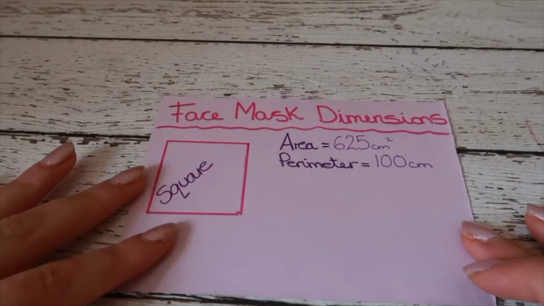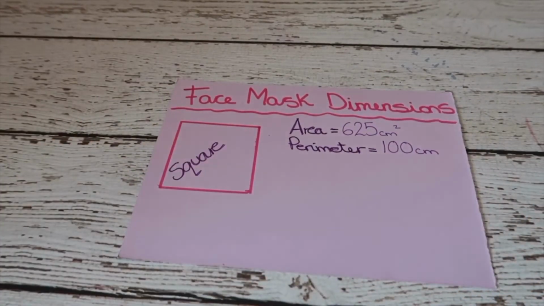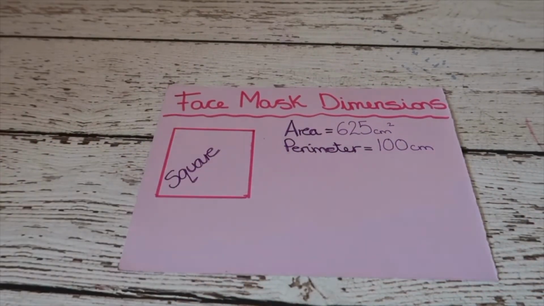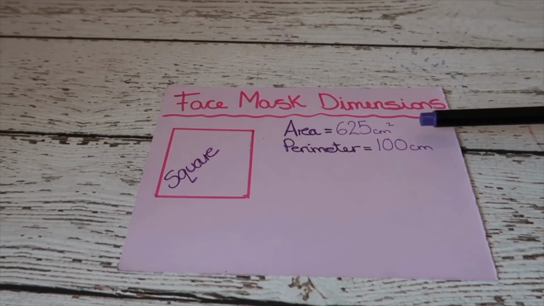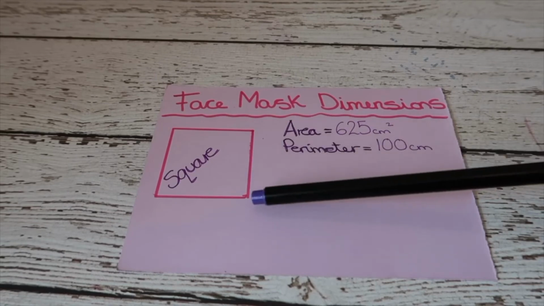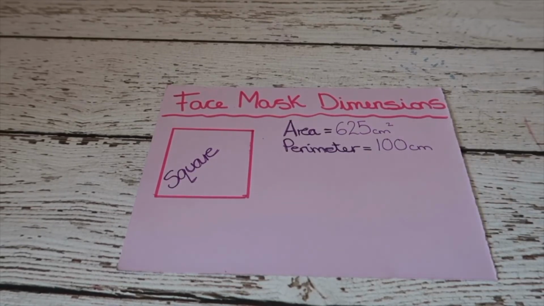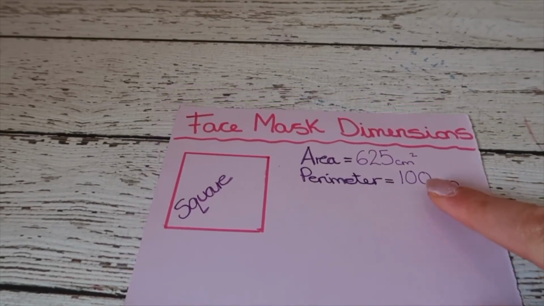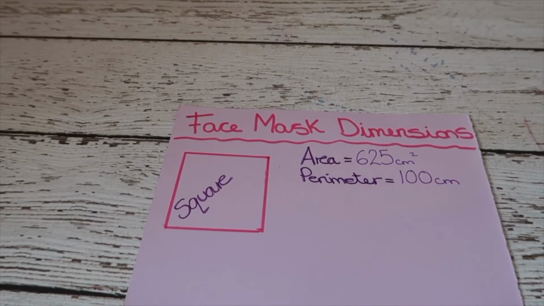Okay, I'm now giving you the dimensions that I've used to make my own face mask. Now, the clue is it's a square. It has an area of 625 centimetres squared and the perimeter is 100 centimetres. So I'm not going to tell the answer just yet. See if you can work out what the length and the width need to be for the face mask that you're about to make.